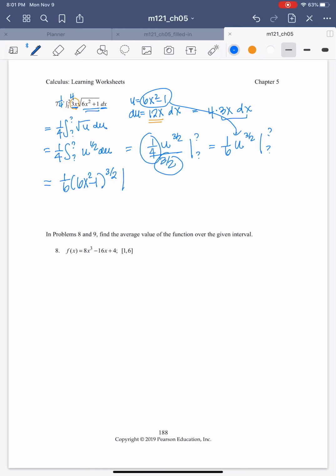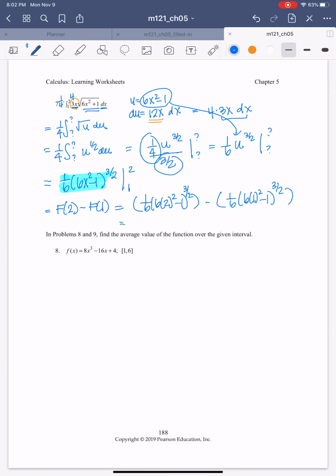Now these numbers I can resubstitute as 1 or 2 because now I'm dealing with the x. This whole part is your capital F of x. So now it's the evaluation part: F of 2 minus F of 1. So that will be 1/6 times (6 times 2 squared minus 1) to the 3/2, minus 1/6 times (6 times 1 squared minus 1) to the 3/2.